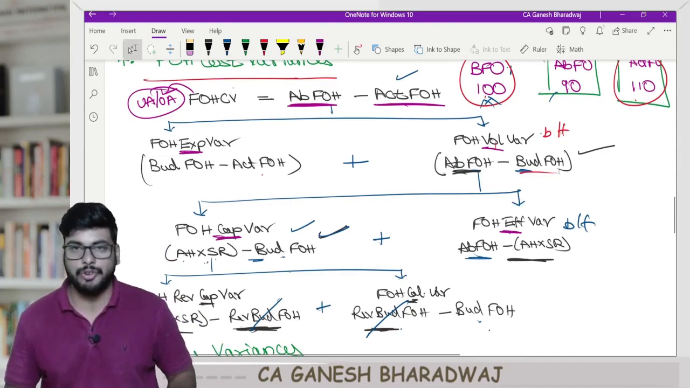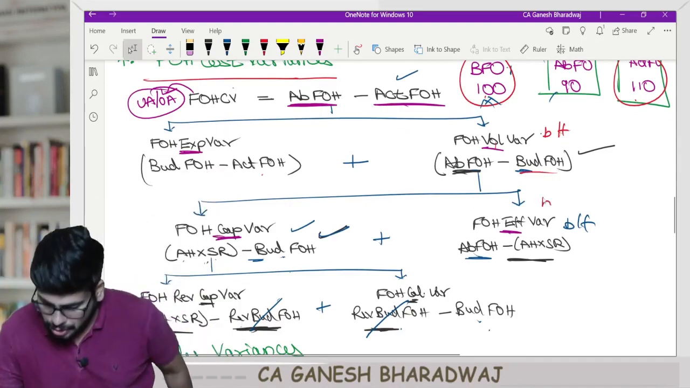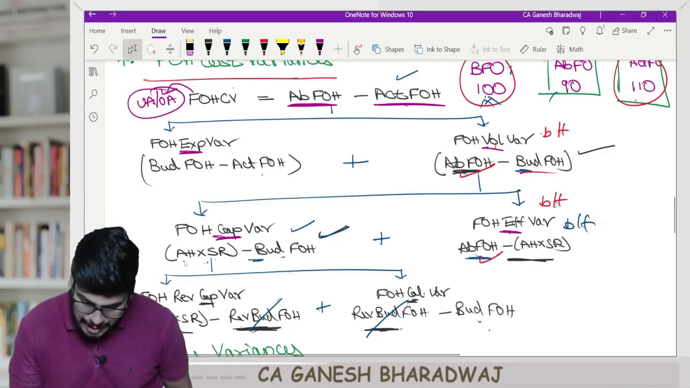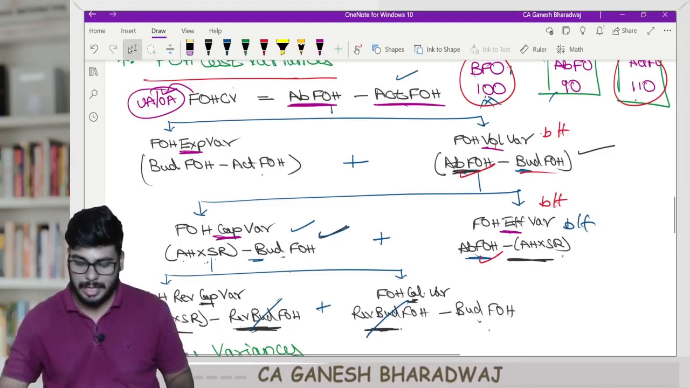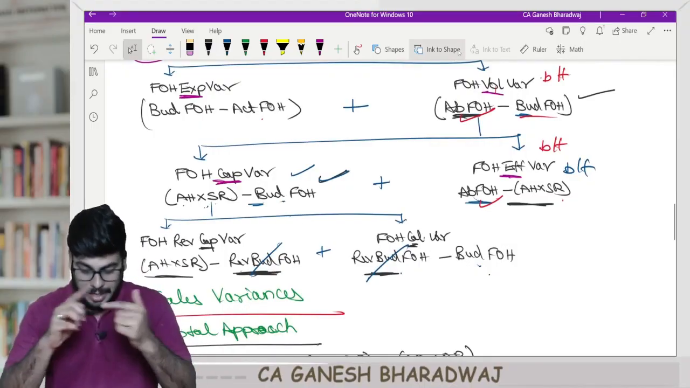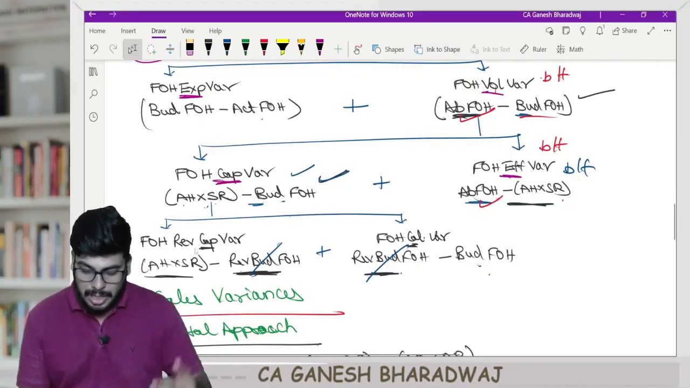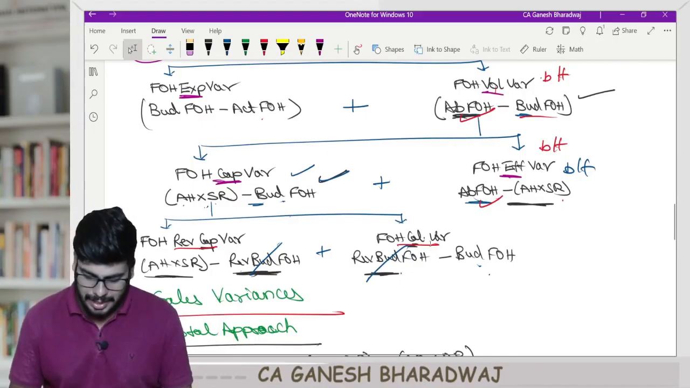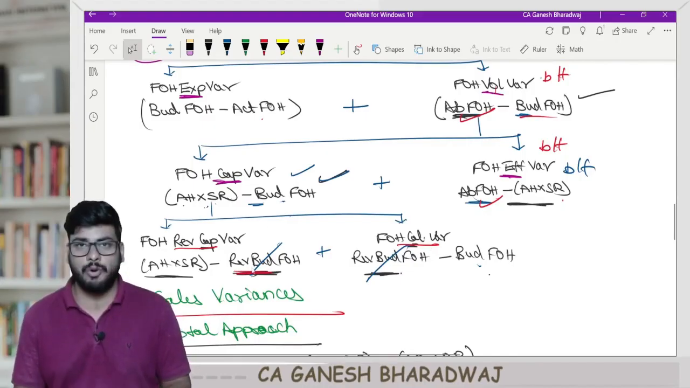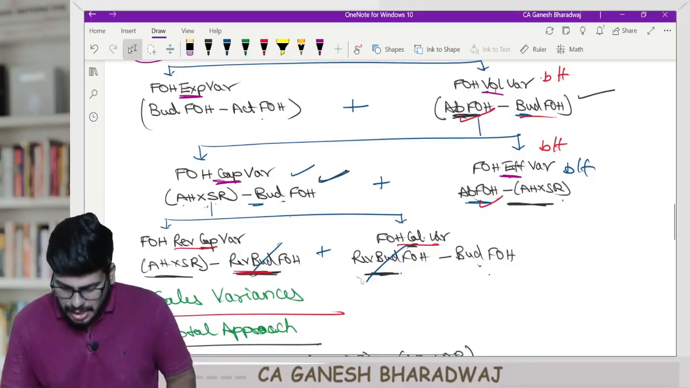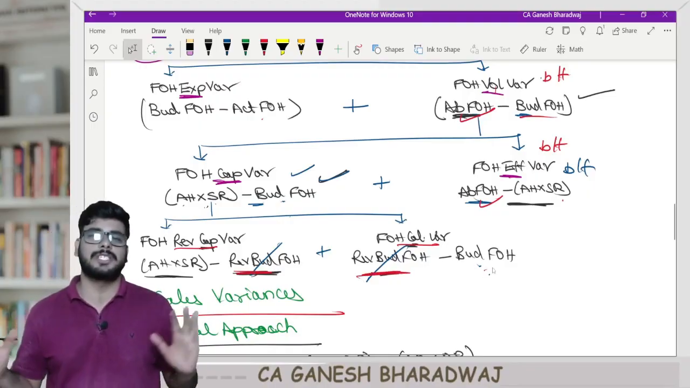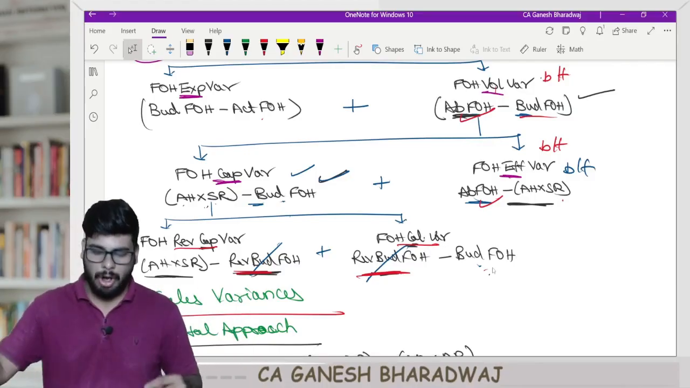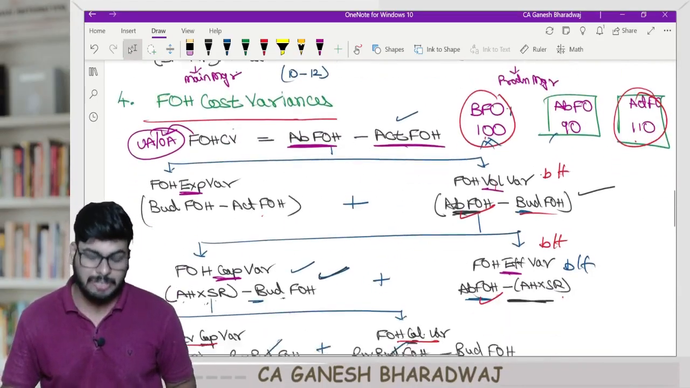Now here what do I do? I need to arrive at the topmost figure. So once again use the concept of balancing figure. Absorbed fixed overheads minus AH into SR. You get this. Now your fixed overhead capacity variance gets classified into two: revised capacity and your calendar variance. Revised capacity is going to be AH into SR minus revised budgeted fixed overheads. Immediately that needs to be reversed. Revised budgeted fixed overheads minus budgeted fixed overheads. Are you clear with this? This is the entire summary of your fixed overhead cost variances.